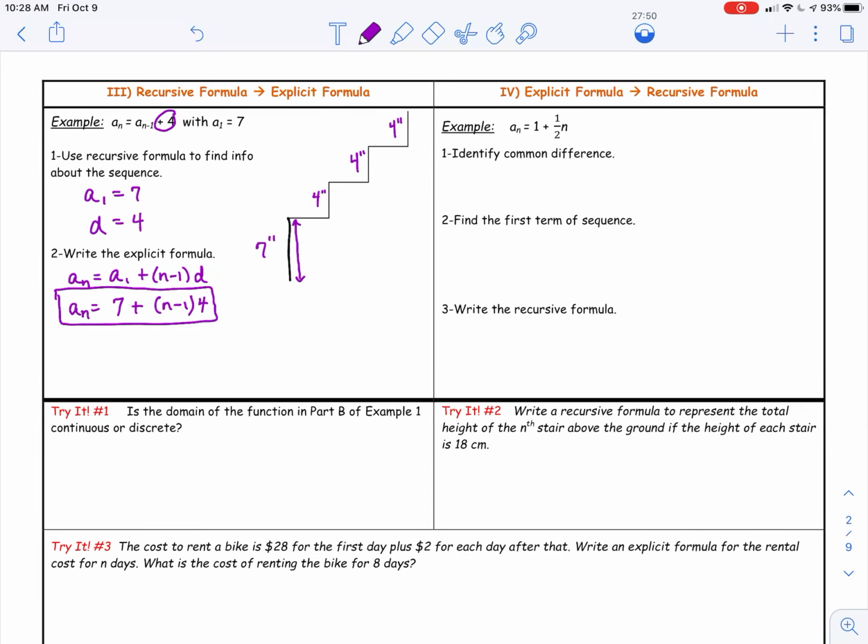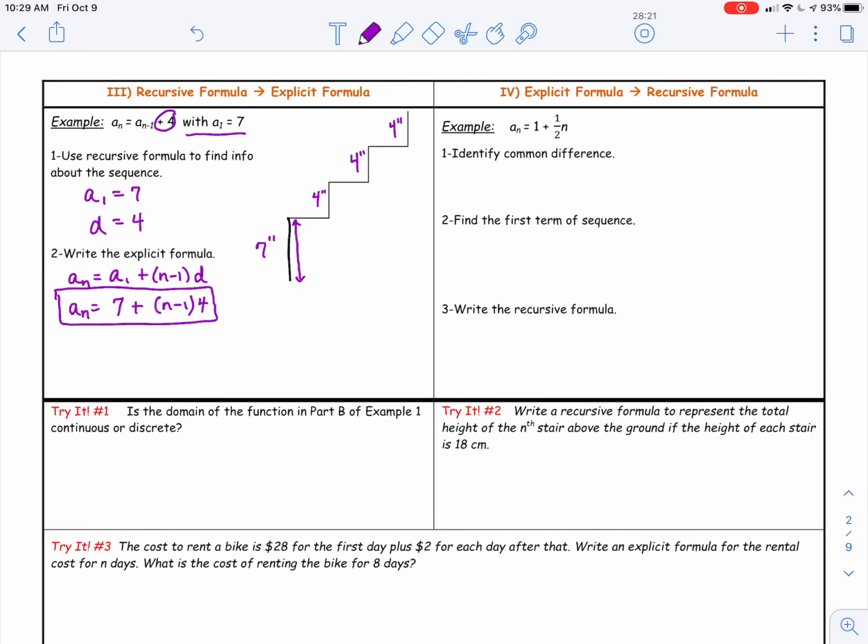So I used my recursive formula and took some information out of there that could be used in my explicit formula. Keep in mind too, when you're given the recursive formula, you always will have the first term given to you. So when we work backwards from an explicit formula to the recursive formula, we need to write not just the formula, but also what A1 is, which is your first term, which you'll see in just a moment.